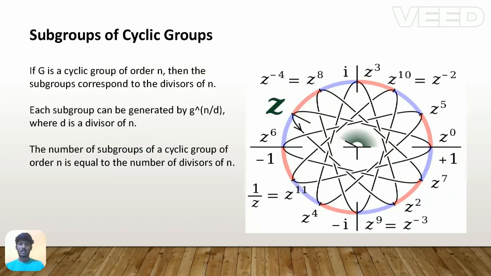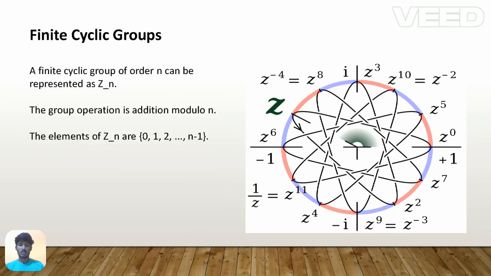Subgroups of cyclic groups. If G is a cyclic group of order n, then the subgroups correspond to the divisors of n. Each subgroup can be generated by g to the power n divided by d, where d is a divisor of n. The number of subgroups of a cyclic group of order n is equal to the number of divisors of n.